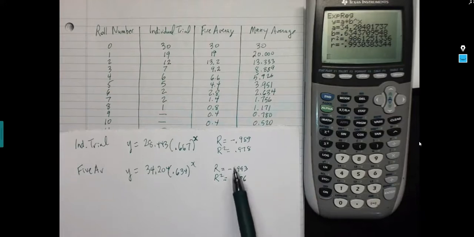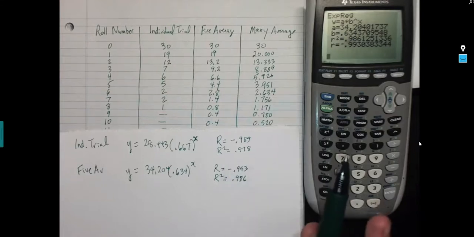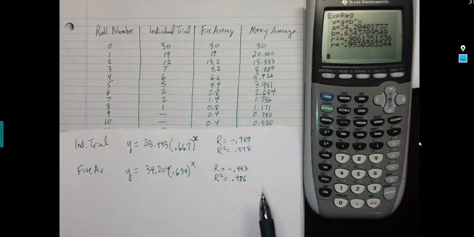Okay, so the closer r gets to -1, the more accurate we're getting, and the closer r squared gets to +1, the more accurate we're getting here.